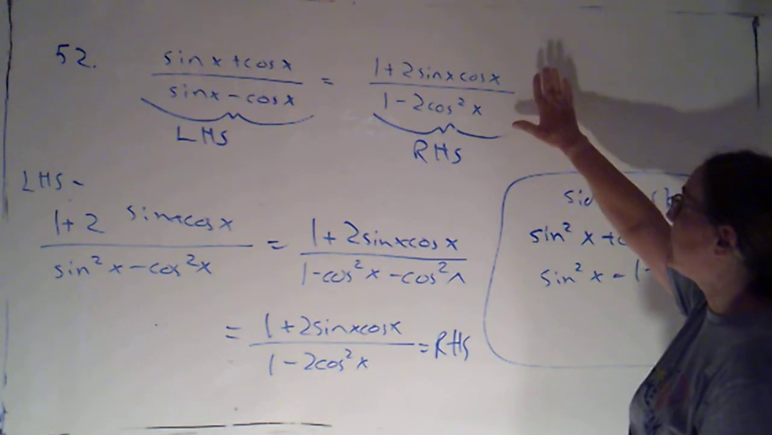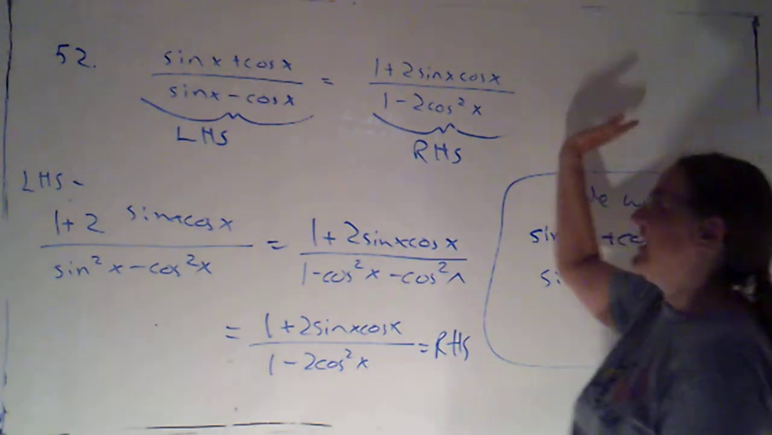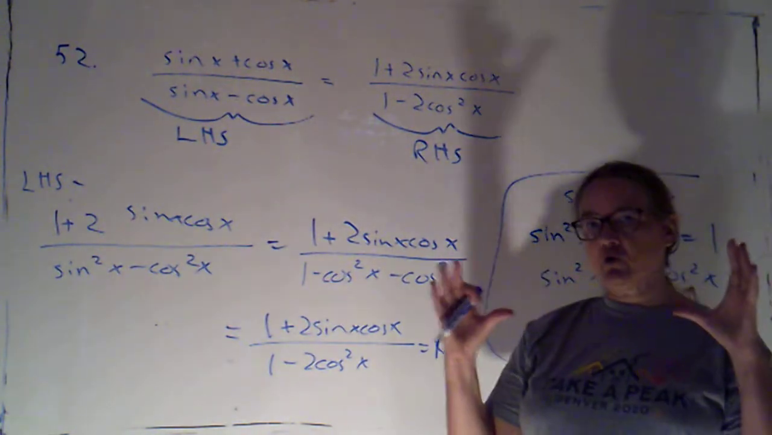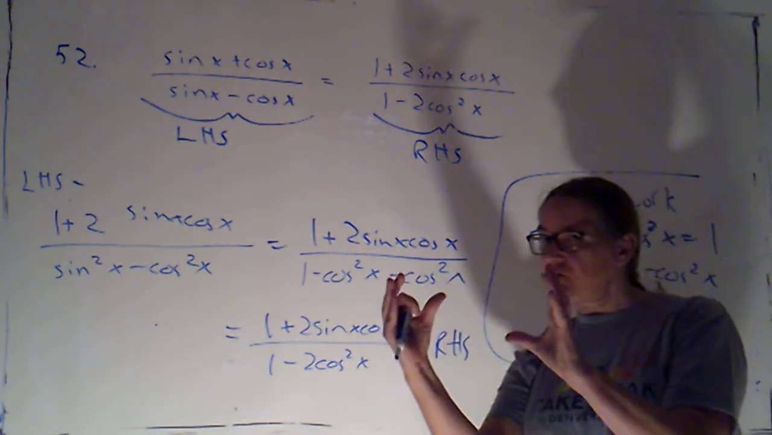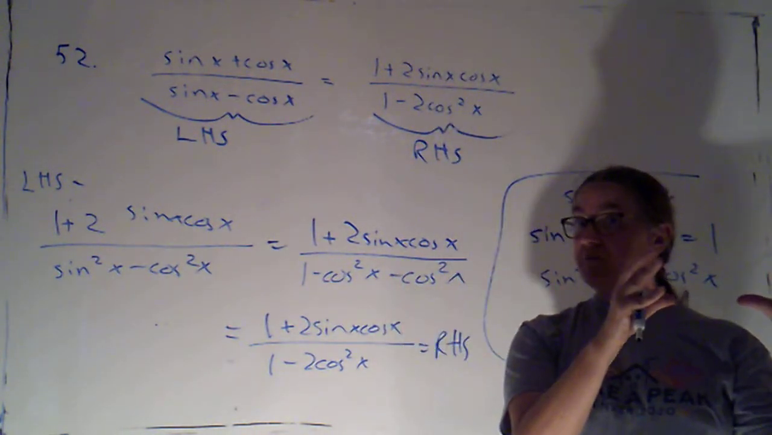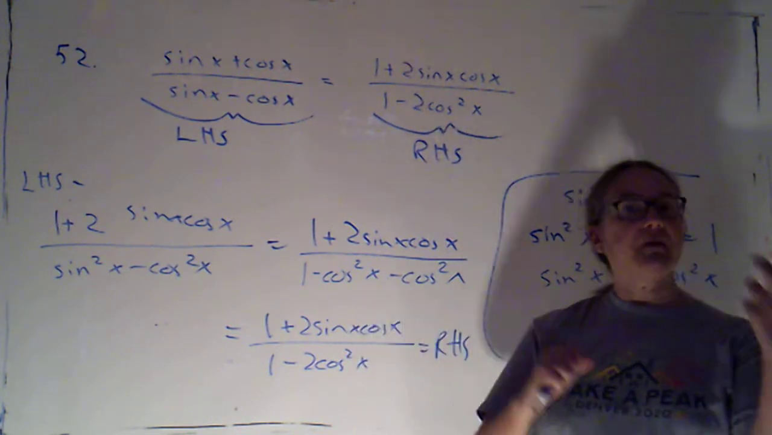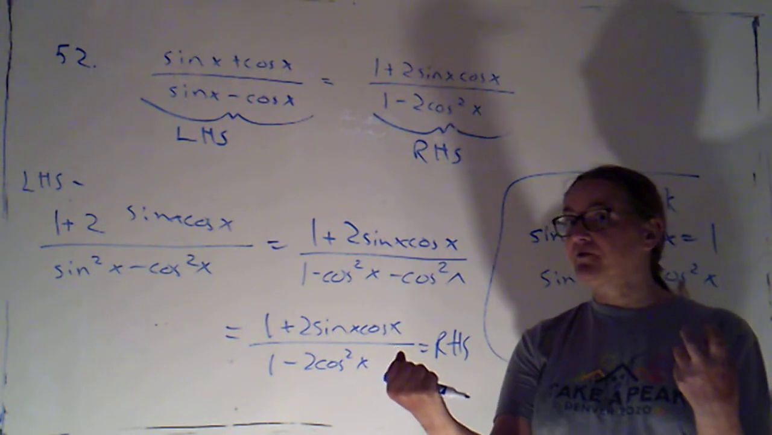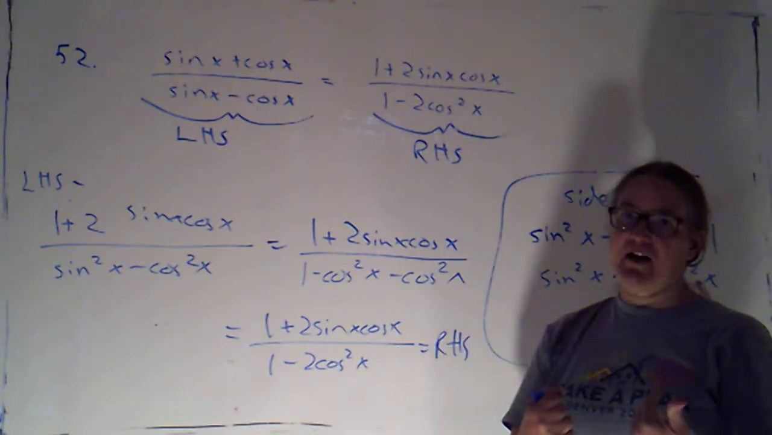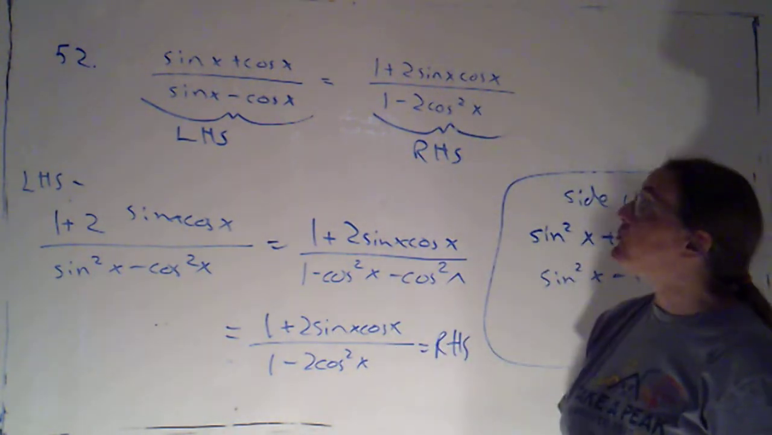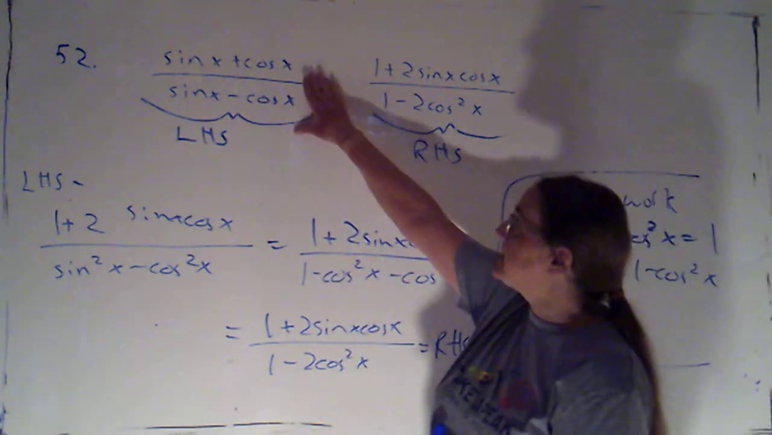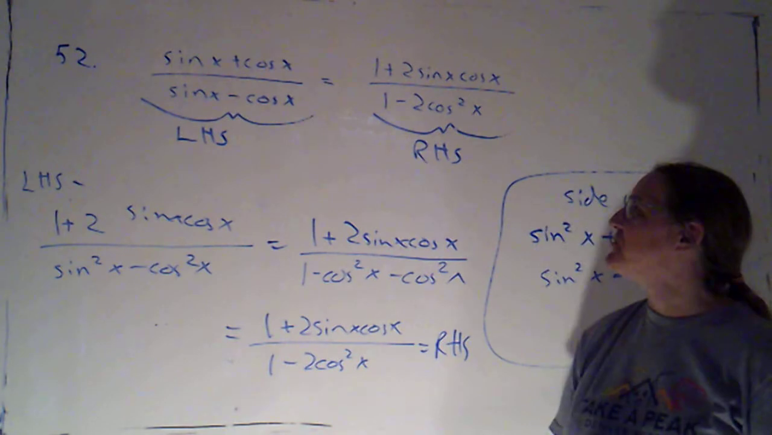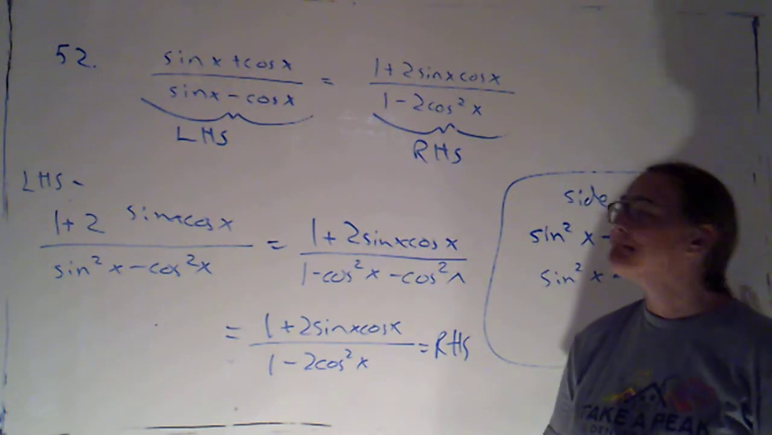I could have also started with this side and tried to work my way to this side. I chose to start here, but that trick of if you have just a sum of two terms or just a difference of two terms. If you have a sum and you multiply by the difference of those two terms, or if you have a difference and you multiply by the sum of those two terms, you're going to get a difference of squares. And so that was why it was useful in this case to multiply by 1 in the form of sine x plus cosine x over itself.